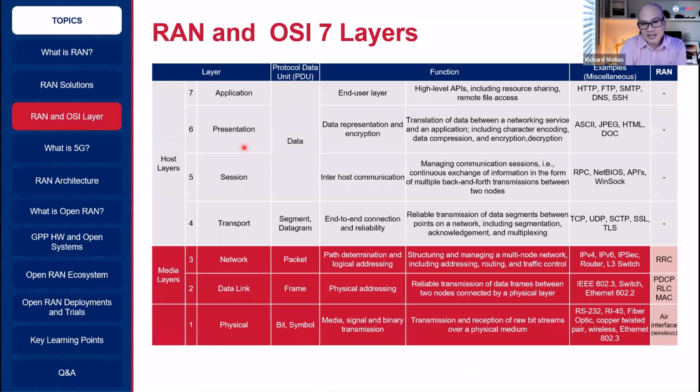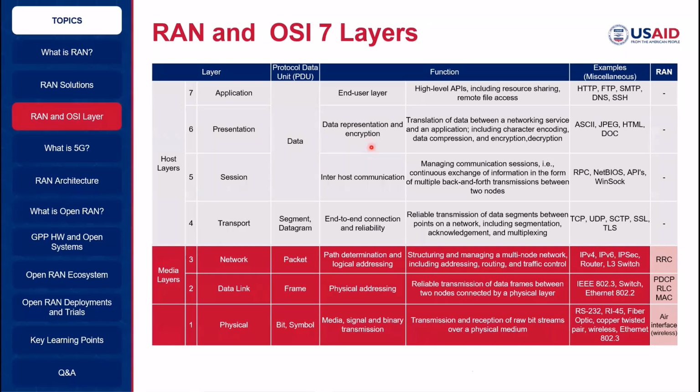Okay, so these are the different functions of our OSI layer. We have the applications and then the different functions and some examples. For example, you want to connect to a browser using HTTP, hypertext transfer protocol, or the file transfer protocol. You want to download something from a server, or you want to send an email. So you will have the simple mail transport protocol, DNS, and SSH. In the presentation layer, this is the data representation and encryption. The examples here are ASCII, JPEG, HTML, and DOC.